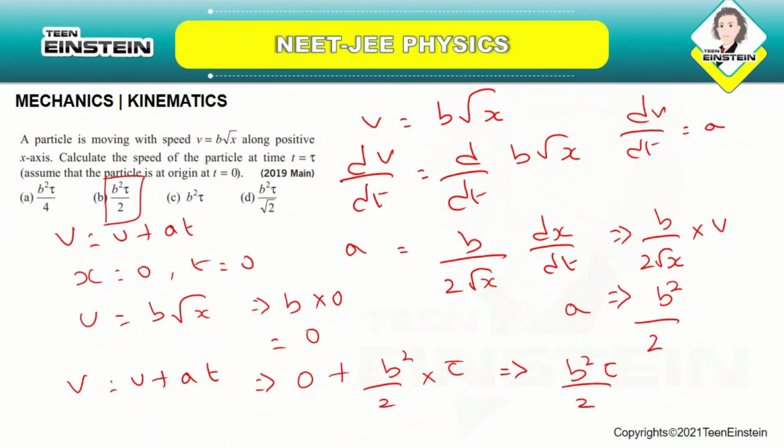Okay. So this is the first condition where you are taking x equal to 0 and t equal to 0. Here they have given, assume the particle is at origin and t is equal to 0. That is why x is equal to 0 and t is also equal to 0. You are getting the value of u, which is equal to 0, and then at time equal to tau, you are substituting and calculating the speed of the particle. So u is 0 and b square by 2 into tau, you will be getting b square tau by 2. So the correct answer is option number B.